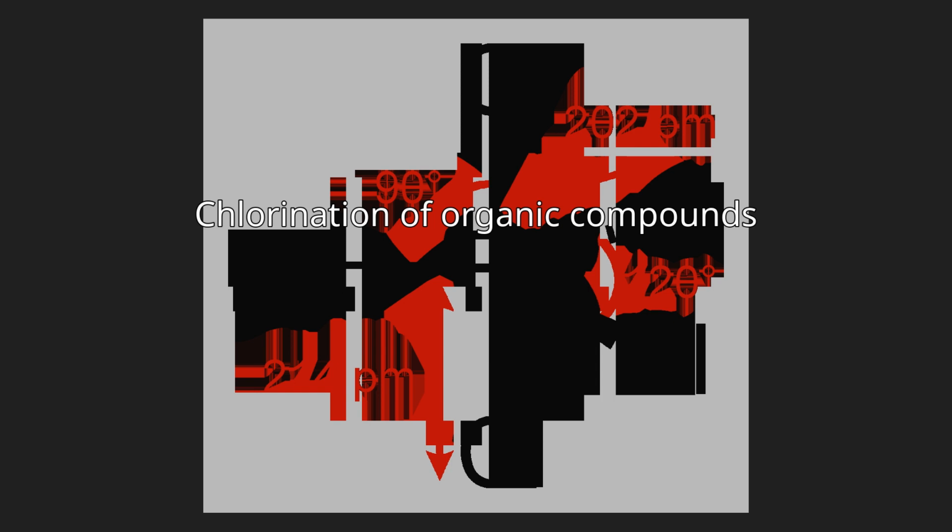Upon treatment with PCl5, carboxylic acids convert to the corresponding acyl chloride. The following mechanism has been proposed. It also converts alcohols to alkyl chlorides. Thionyl chloride is more commonly used in the laboratory because the resultant sulfur dioxide is more easily separated from the organic products than is POCl3.